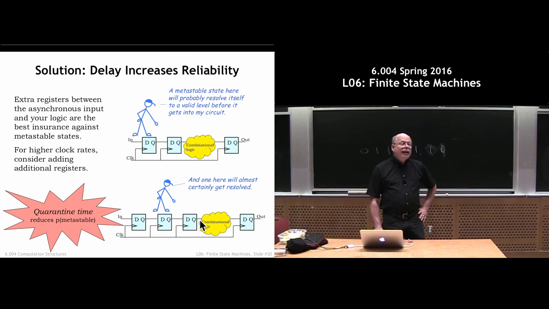So we're going to solve metastability with these so-called synchronizers. They aren't guaranteed to work, but we can engineer them to have a probability of failure of once every 100 years, which is good enough.